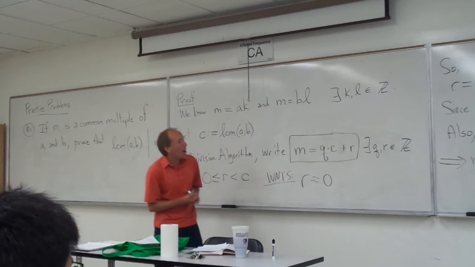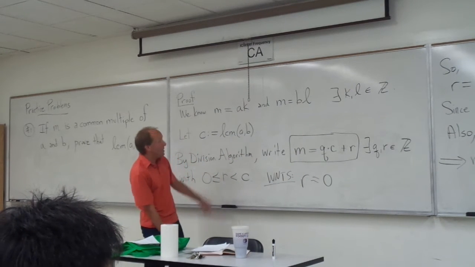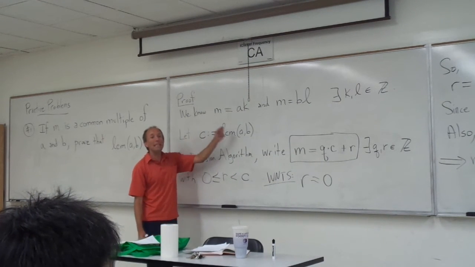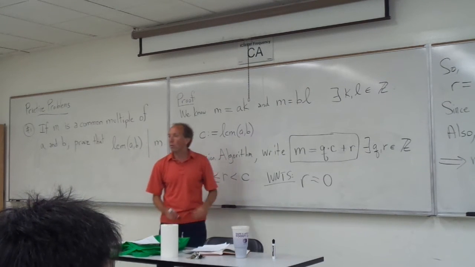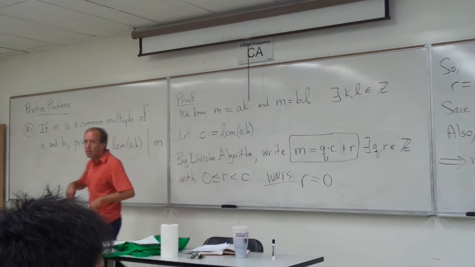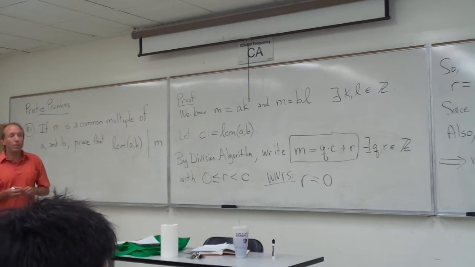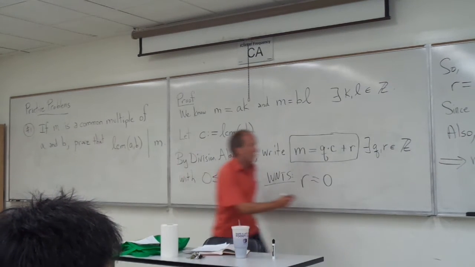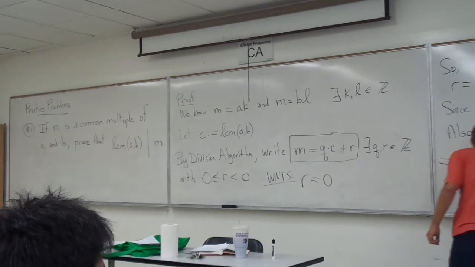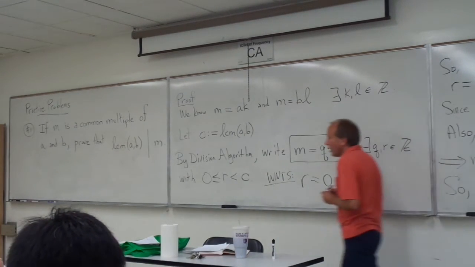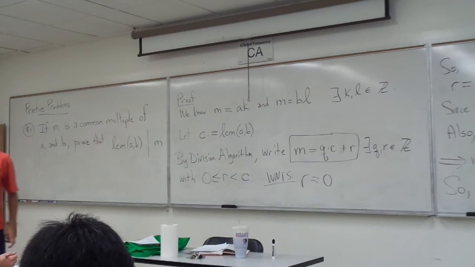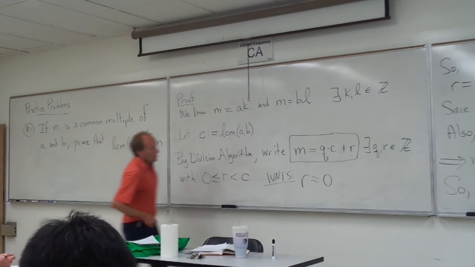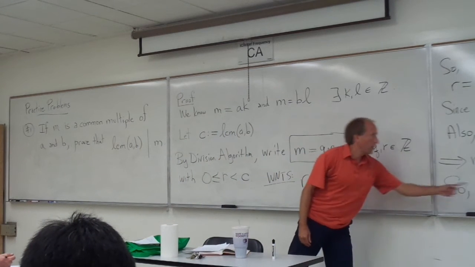Okay, so R is a common multiple of A and B, but by definition, C is the least common multiple of A and B, and R is smaller than that. So the only way we escape from a contradiction is if R is equal to 0. Okay? So R is equal to 0. That's because the least common multiple has to be a positive number. So this is an acceptable conclusion.